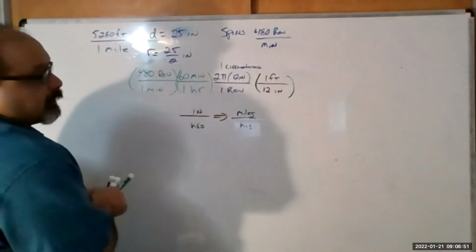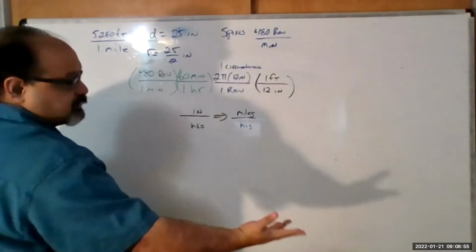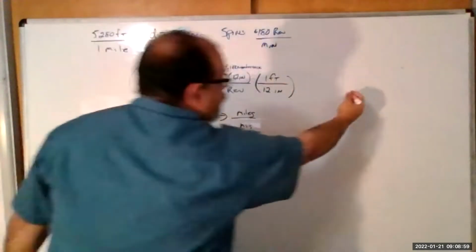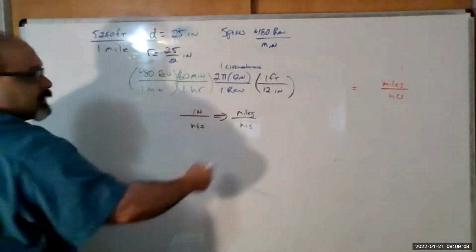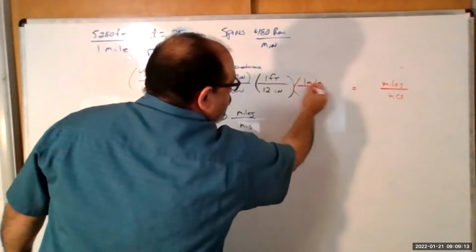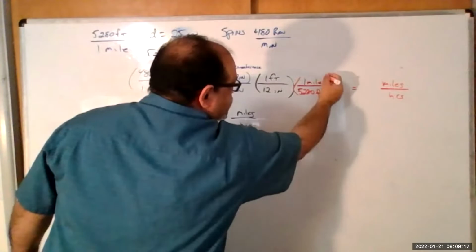And then I want miles instead of inches. And I'm going to want miles in the numerator because my final answer is going to be miles and hours down here. So even though I wrote it like this, I'm actually going to invert it. There's 1 mile for every 5,280 feet.